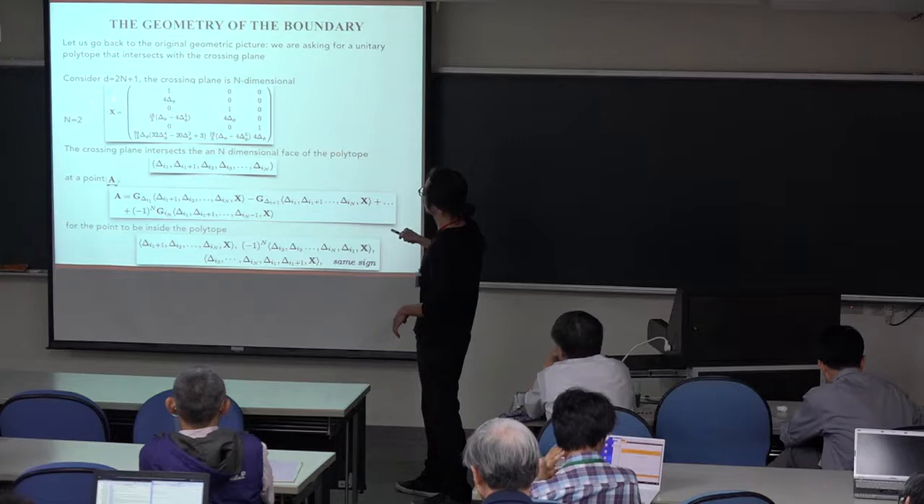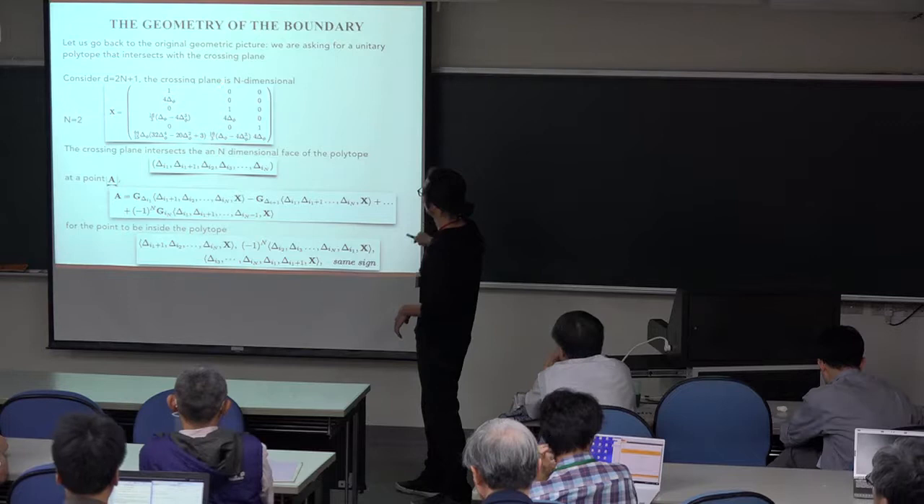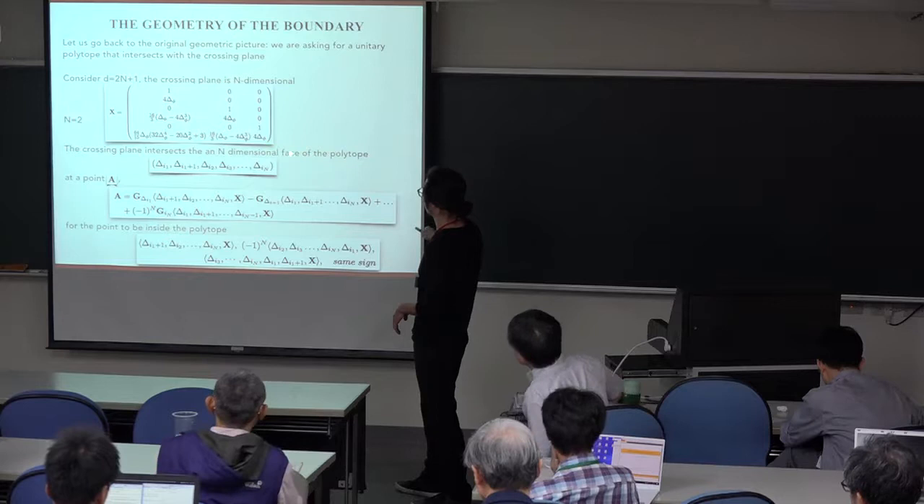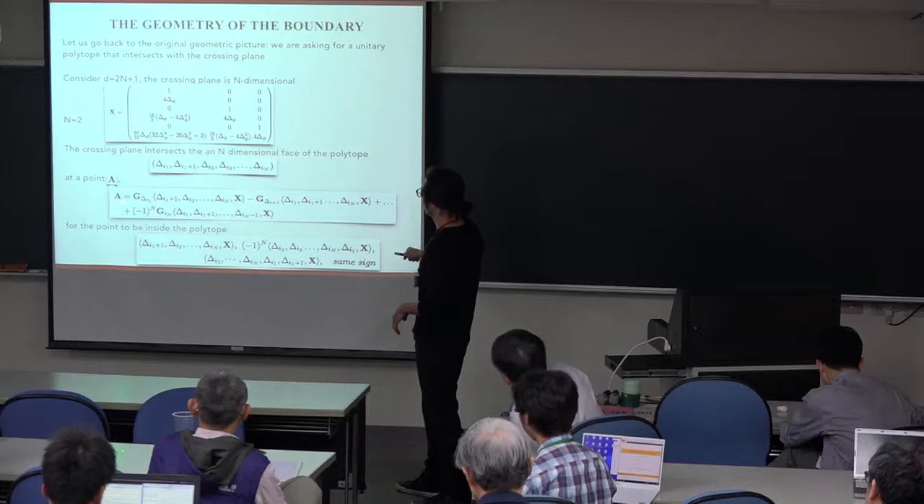The crossing plane tells you it's spanned by these three vectors. That's why it's two dimensions. You're requiring the crossing plane to intersect the n-dimensional space of the face of the polytope. Since it's a face, you need a collection of operators, and it intersects at a point. The intersection point you can directly write down is given in this form.